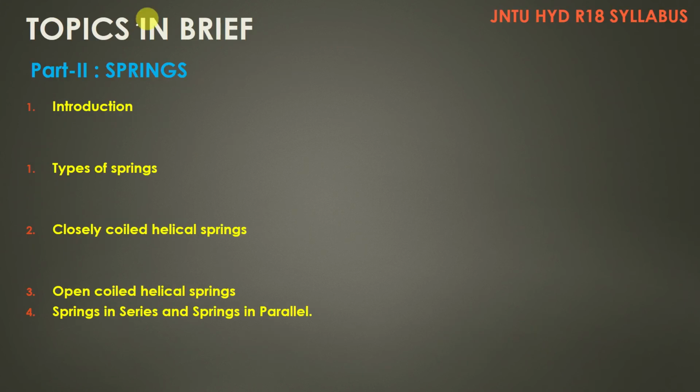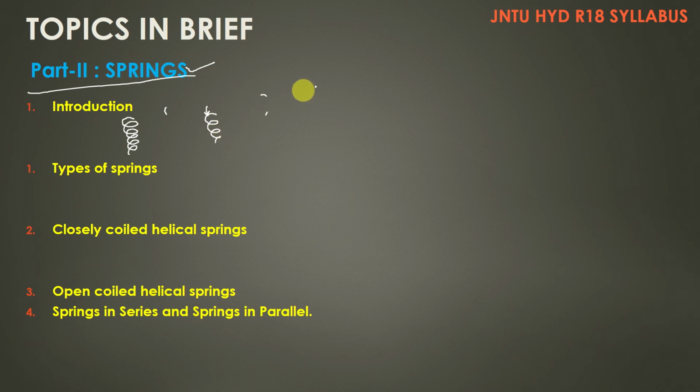Okay. Topics in brief for part 2, springs. We have introduction to the springs, closely coiled springs and open coiled springs, tension springs, compression springs. These springs can be used as shock absorbers. Open coiled springs, if you use them, are compression springs, which are the springs whose energy can be retrieved from the compression.